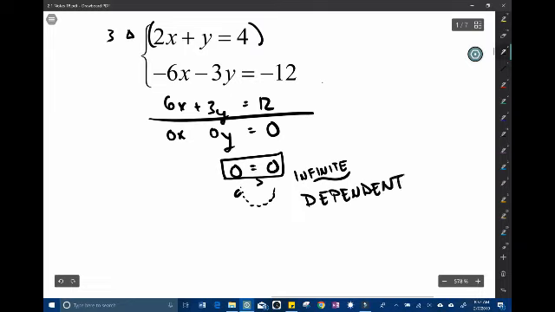So if you get a true statement, you might actually end up with like 5 equals 5, 6 equals 6, negative 3 equals negative 3. All of those are true, so dependent for that.